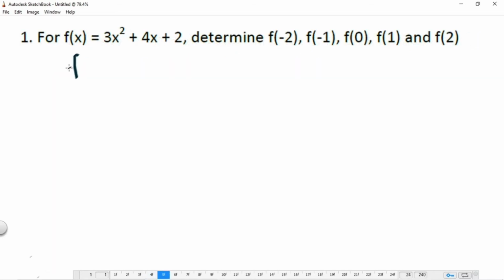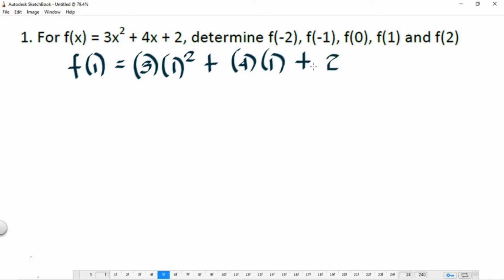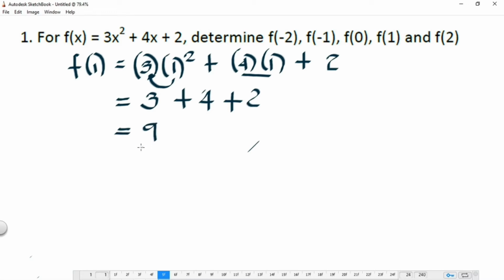For f of positive 1, it will be equal to 3 multiplied by 1 raised to 2 plus 4 times 1 plus 2. So, this whole term will be equal to 3: 1 raised to 2 is equal to 1 multiplied by 3 is equal to 3. For this term, it is equal to 4 and finally plus 2. 3 plus 4 is equal to 7 plus 2 is equal to 9. That will be your answer for f of 1.